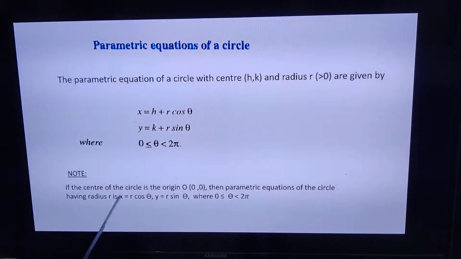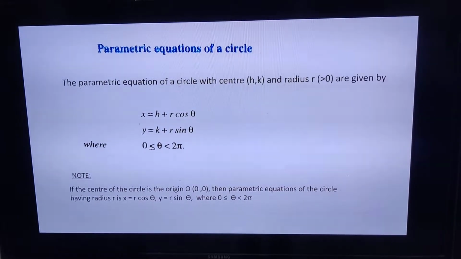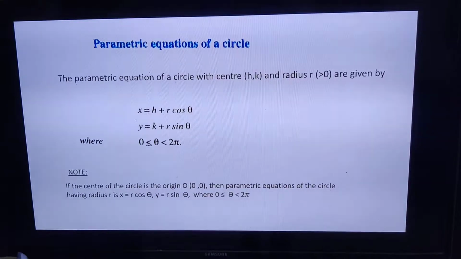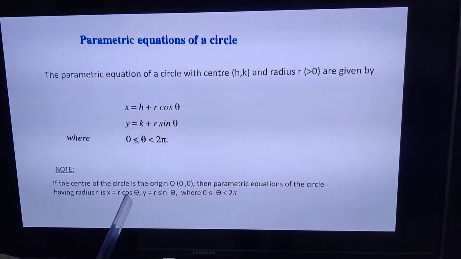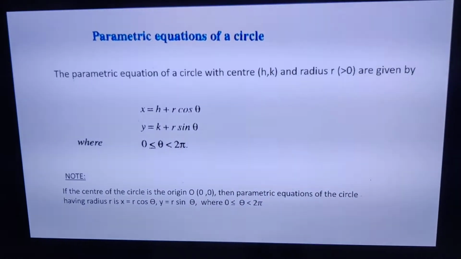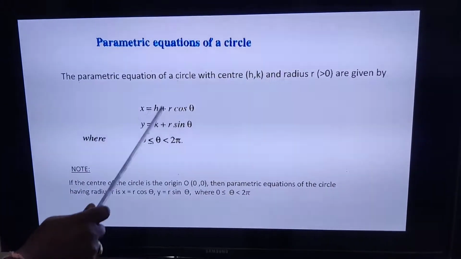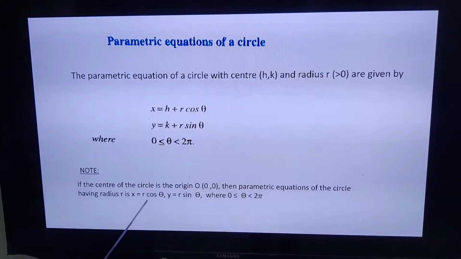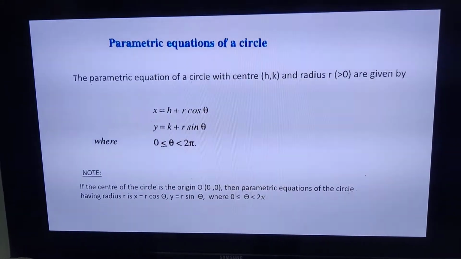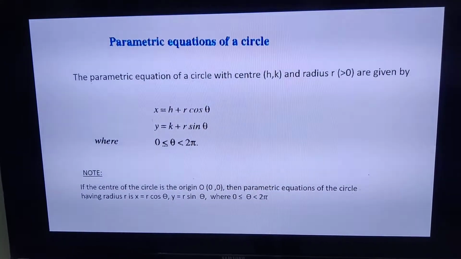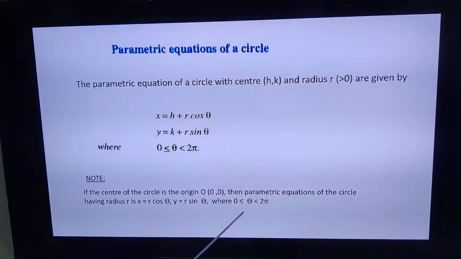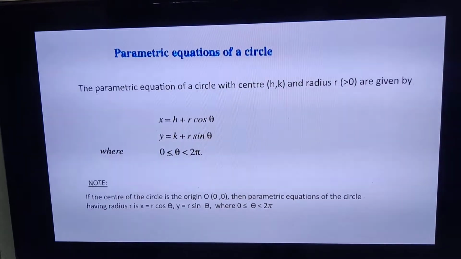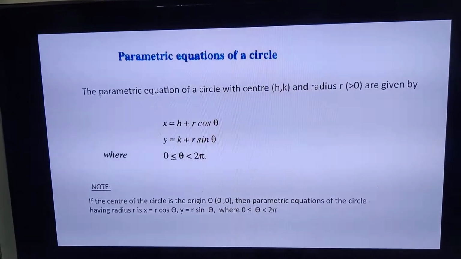If the center of the circle is the origin (0, 0) and the radius is r, then the parametric equations of the circle are x is equal to r cos theta, y is equal to r sin theta, because h is equal to 0 and k is equal to 0. These are the parametric equations, where 0 is less than or equal to theta less than 2 pi. Now we do some examples.